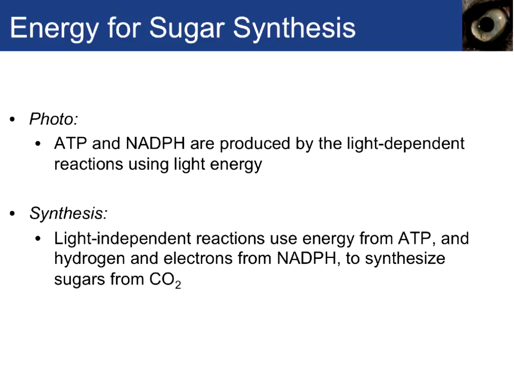As was stated in an earlier slide, ATP and NADPH are produced in the first set of reactions, the photo portion or light-dependent reactions. The light-independent reactions then use the energy from these molecules, the ATP and the NADPH, in order to synthesize sugars from carbon dioxide. That second part, going from ATP and NADPH to sugars, is the synthesis portion of photosynthesis.